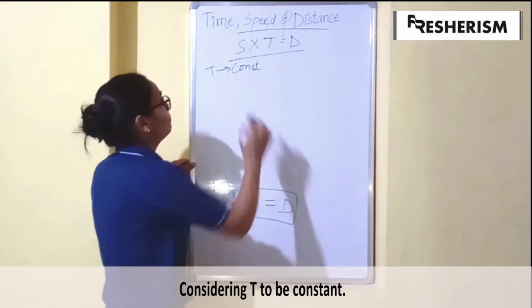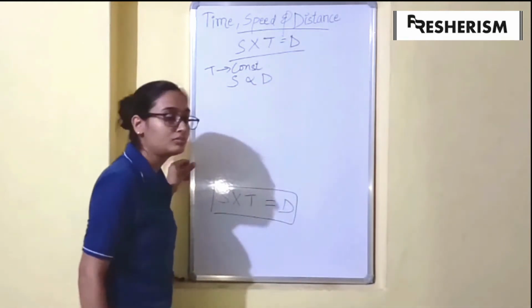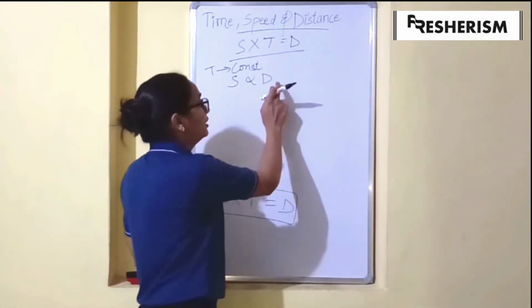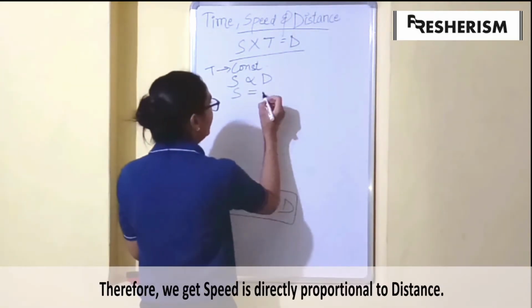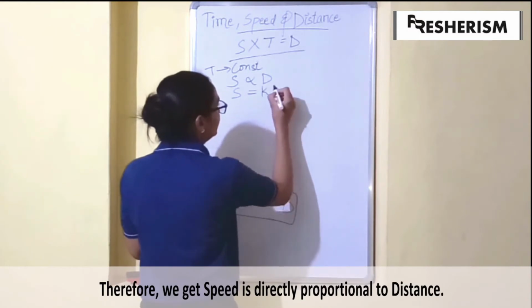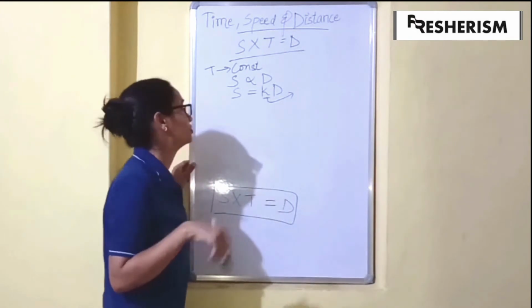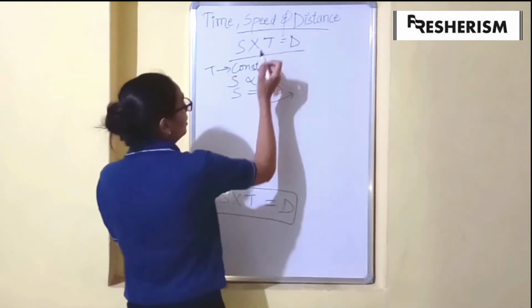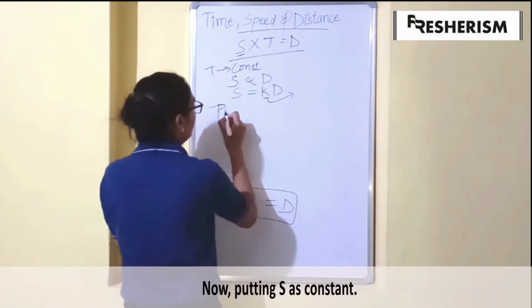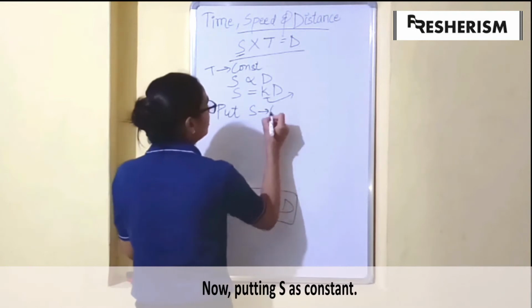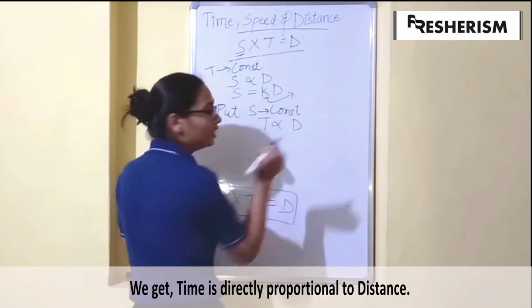In this condition, S will be directly proportional to distance. As speed increases, the distance covered will also increase. To remove the proportionality sign, we will use a constant. Here this is K, and this is the constant of proportionality. Similarly, when we put S as constant, we will get T directly proportional to D.